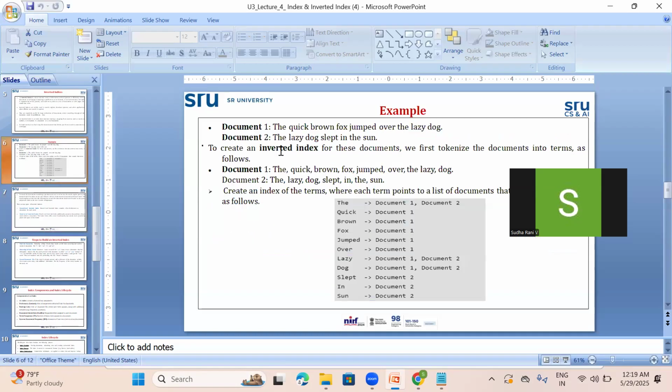With this we can also do the ranking. Here the is in both documents, but according to stop word removal, we don't consider the, so we can't give a ranking for the. Lazy and dog are repeating 2 times, so the first rank goes to lazy and dog, and the remaining all get second rank.